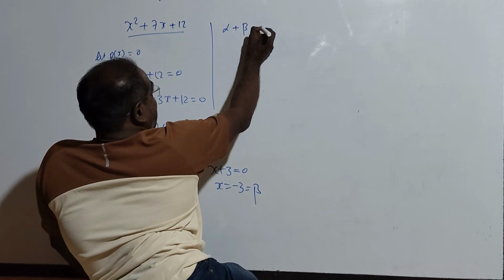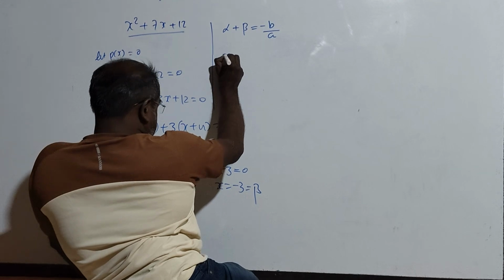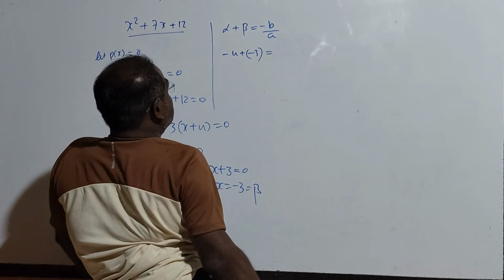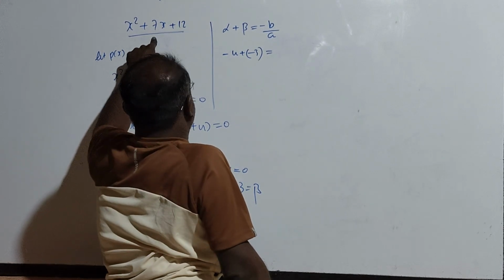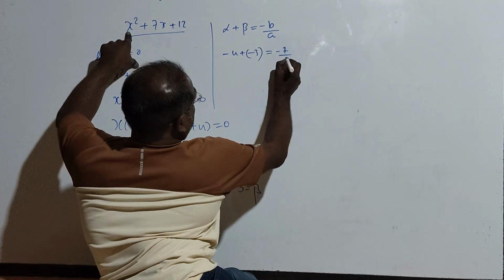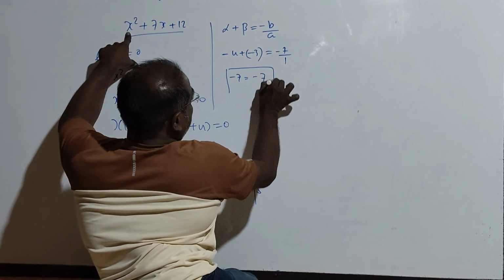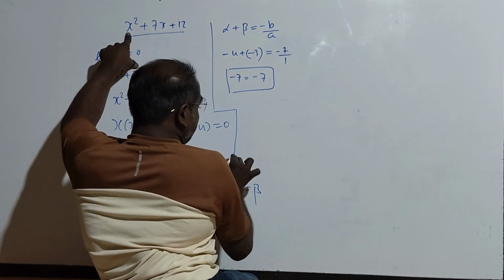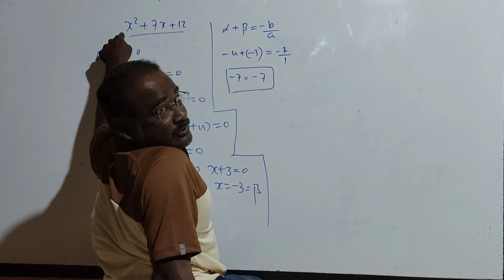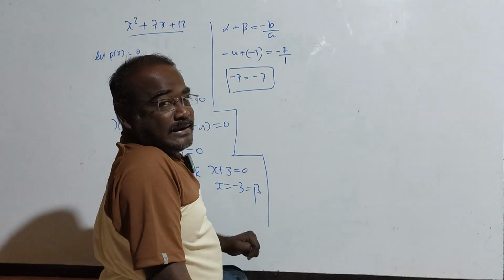Alpha plus beta is equal to minus b divided by a. Alpha is minus 4, beta is minus 3, so the sum is minus 7. b is 7, and a is 1. So minus 7 is equal to minus 7. The sum is verified, because the value multiplied with x square is 1, and the value multiplied with x is 7, that is b.